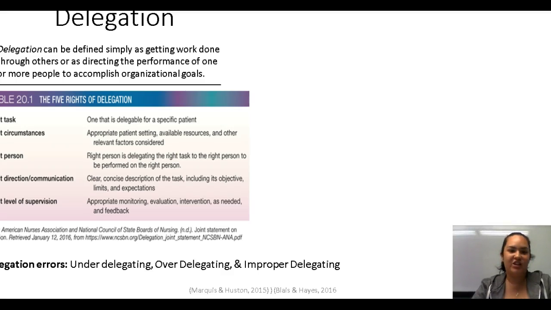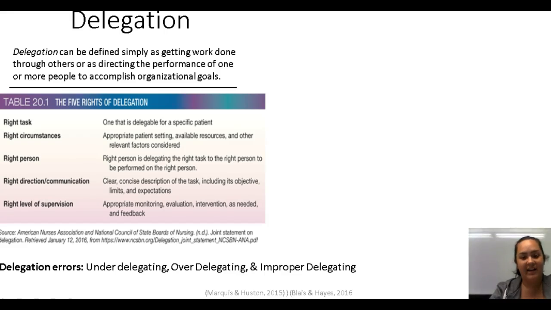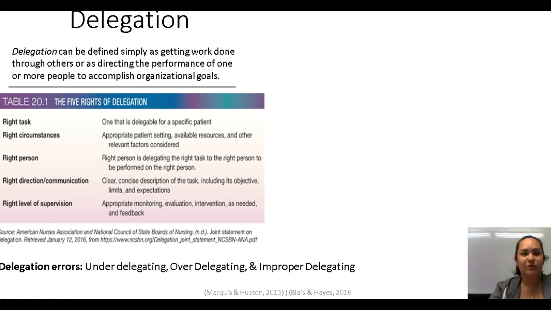Delegation. Delegation is simply defined as passing a job on to another person. There are 5 rights of delegation. The 5 rights are the right task, the right circumstance, the right person, the right directions, and the right level of supervision. With the right task, you want to make sure that the task that you are giving is an appropriate task for the right person you are giving to.